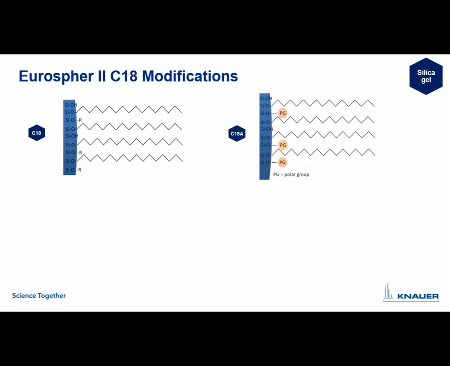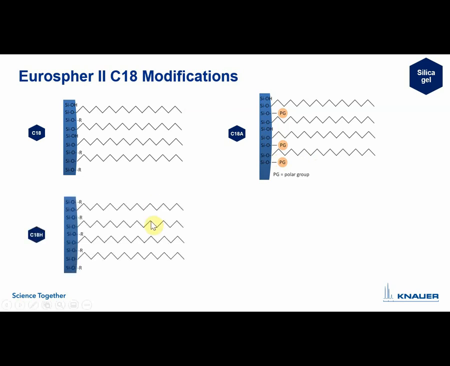Then we have something that's called the C18A phase. So here you do in the first step exactly the same. You bring C18 chains on your particle, but in the second step, you use for the end capping not an unpolar group, but a little polar group to cover some of your silanol groups here. And this is something really interesting because you enhance the polar interaction. So here is a phase that combines the polar and the unpolar interactions in one column.